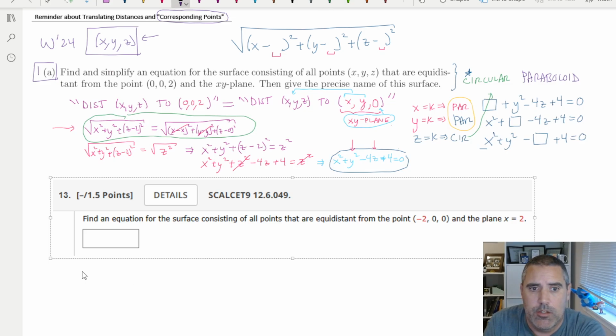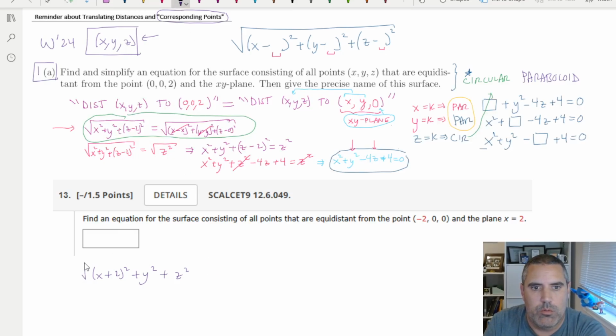Same idea. So I'm going to write distance, x plus 2, y minus 0, z squared. So that's the distance to the point. I need that to be equal to the distance to the plane x equals 2. So I'm going to write x squared plus y squared plus z.